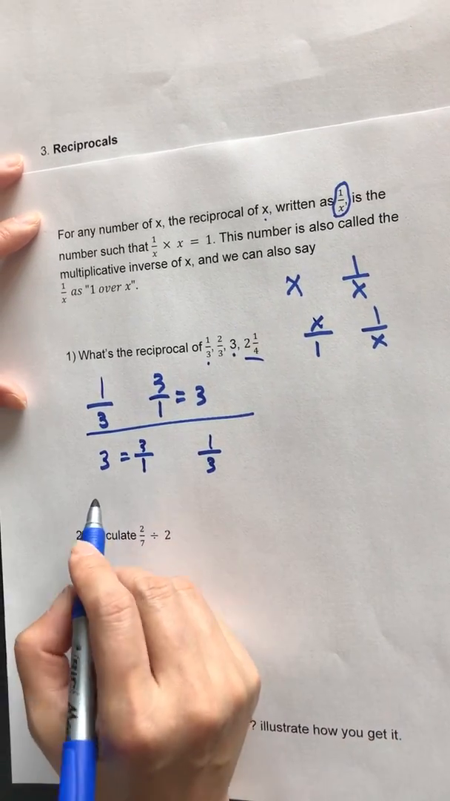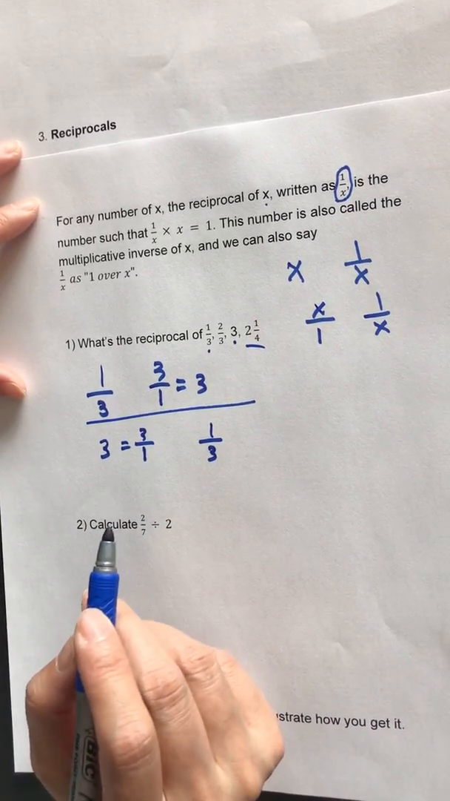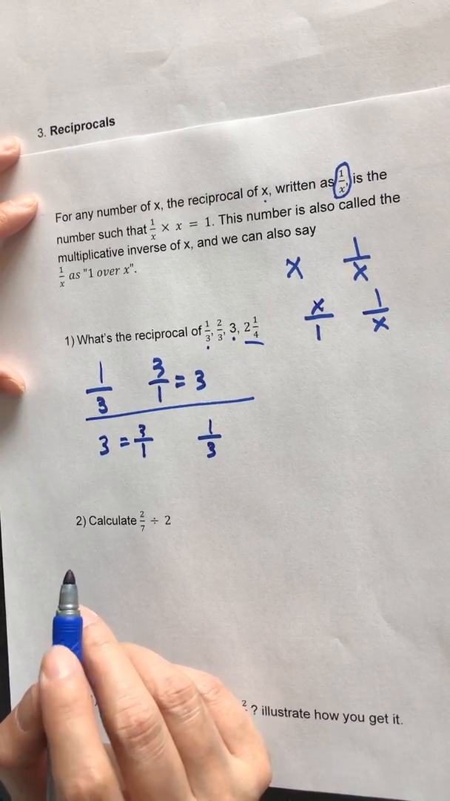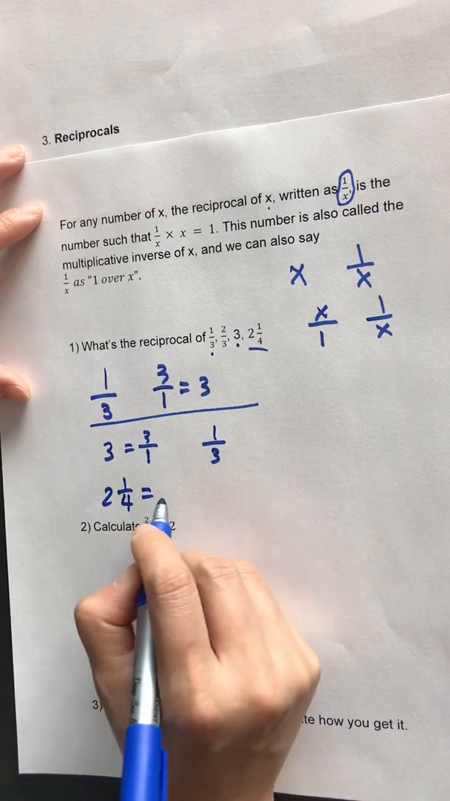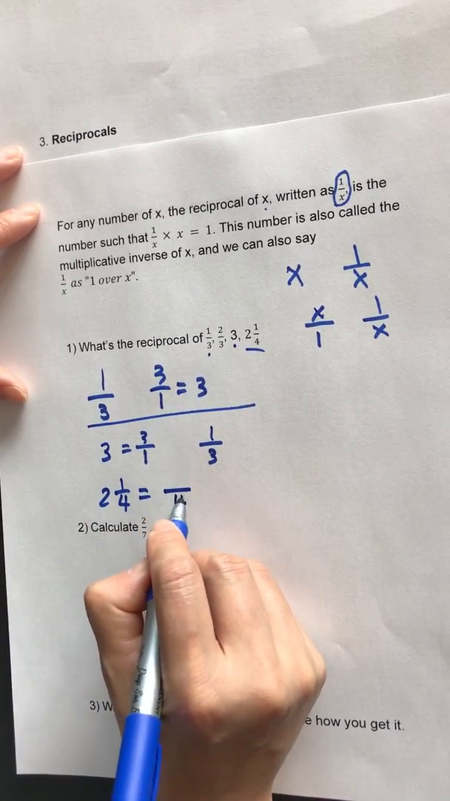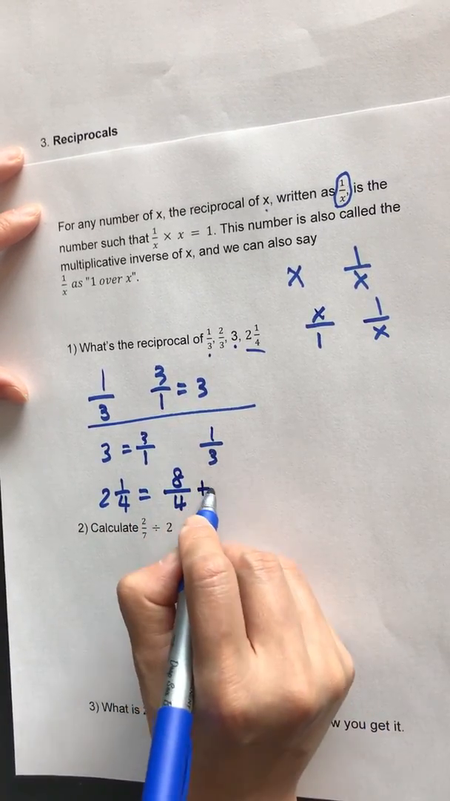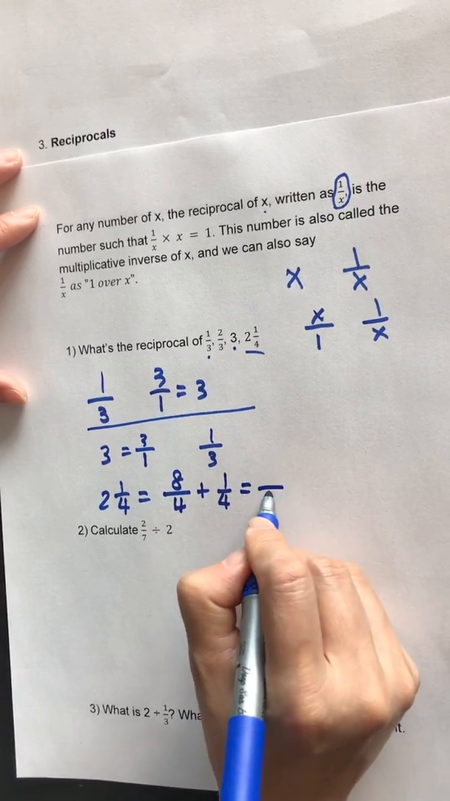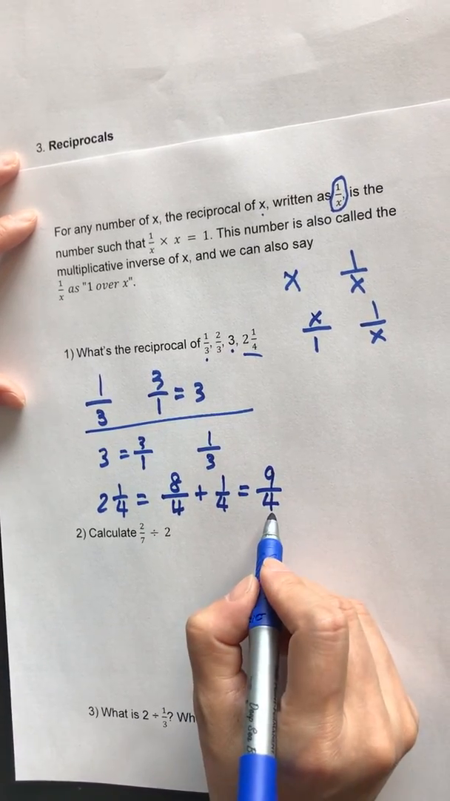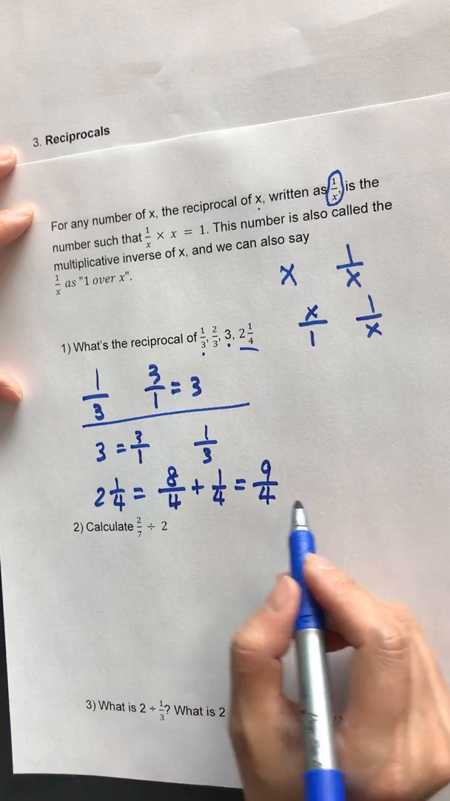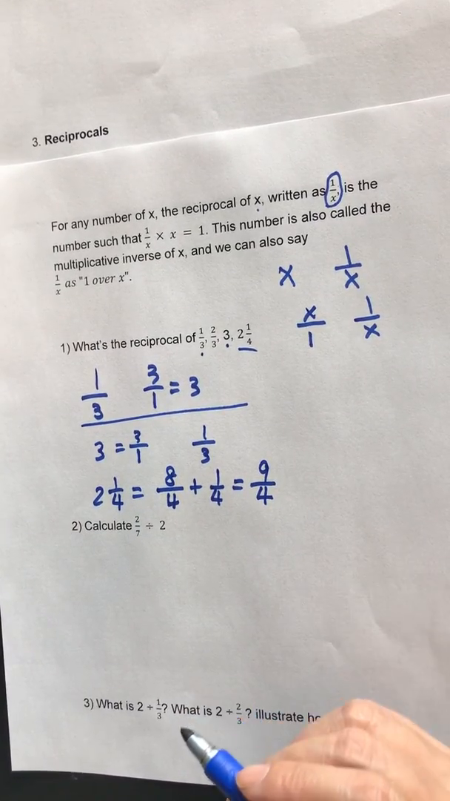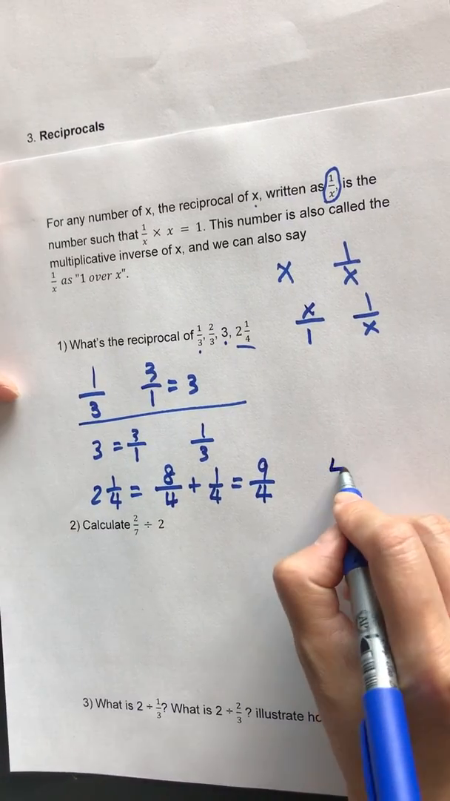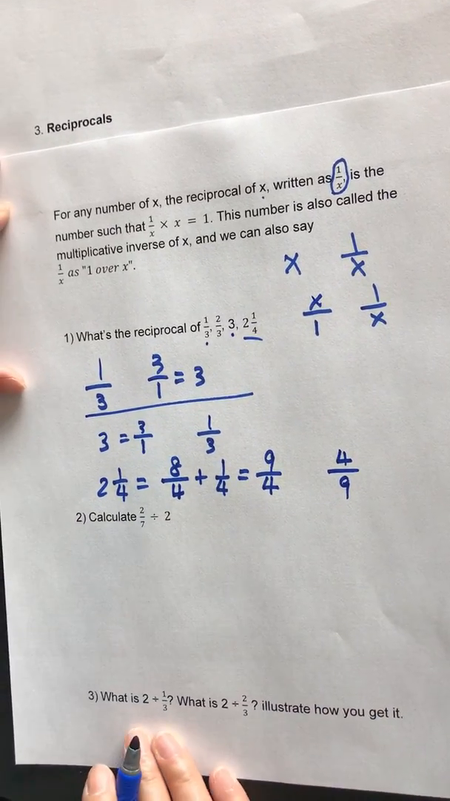The fourth one, we have to change the format into an improper fraction. 2 1/4: 2 is what? 4 times 2 is 8, right? Plus 1/4. So this improper fraction is 9 over 4. So what's the reverse of that? Again, numerator becomes denominator, denominator becomes numerator, it is 4 over 9.